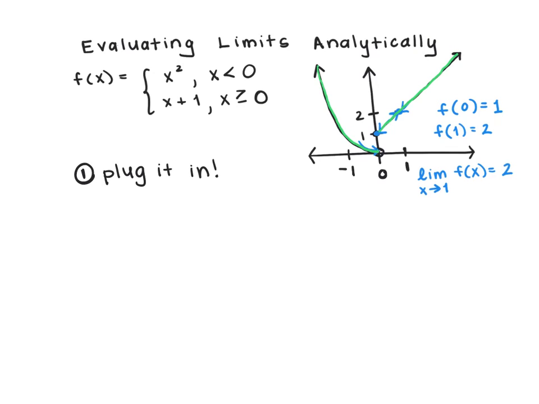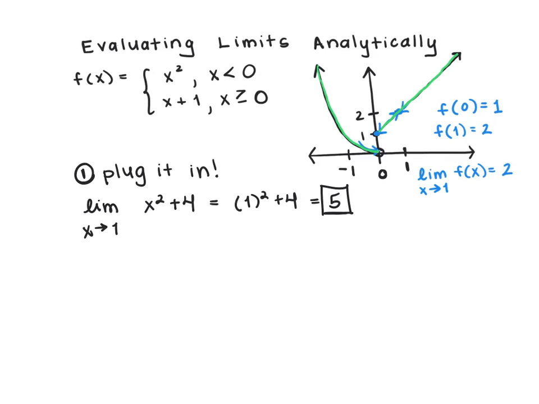So what I mean by that is if we're given the limit as x approaches 1 of x squared plus 4, the first thing I'm going to do is I'm just going to plug in that x value. So I plug in 1 squared plus 4, this equals 5. If I get a finite value, that is my limit. So the limit as x approaches 1 of x squared plus 4 is equal to 5.